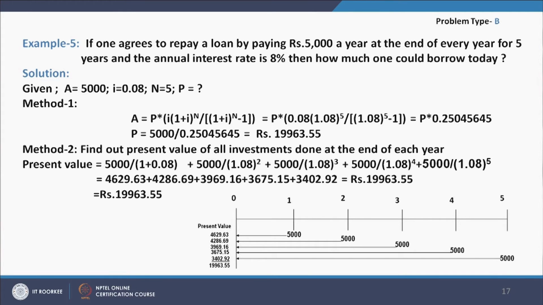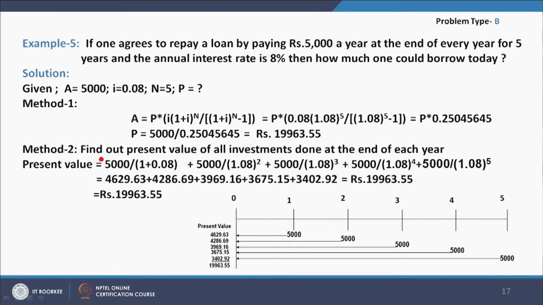So, we will use a formula which relates A to P, and if we substitute the values, then we find that A is equal to P into 0.25045645, and from here I can find out the value of P, which is equal to 5,000, which is the value of A, divided by this quantity, and this comes out to be 19,963.55. Now, this is what we have done through the equation which I have developed, but this can be solved by a second method from first principles. So, let us see the second method.